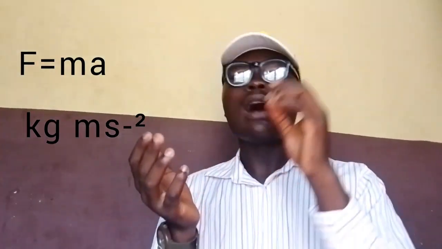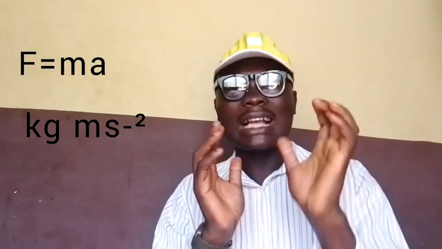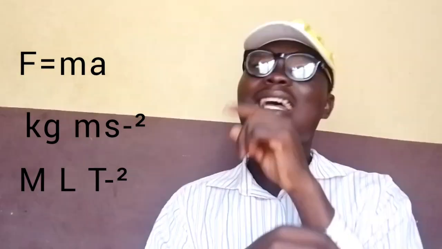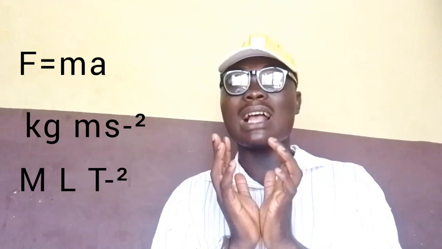To get the actual dimension for force, I would have to compare this kilogram meter per second square to the MLTIK. Let's take them one after the other. The kilogram here is for mass, so you write the capital letter M. The meters there is for length, so you write the capital letter L. And the second raised to the power of -2 is for time, so you write T raised to the power of -2. So what do you have now? MLT raised to the power of -2. That's the dimension for force.